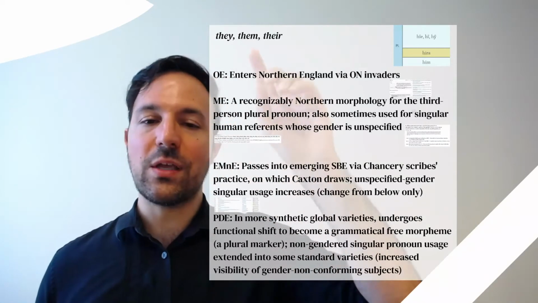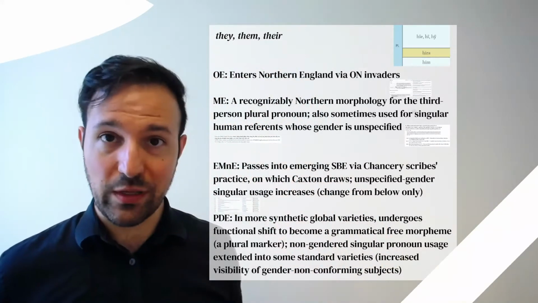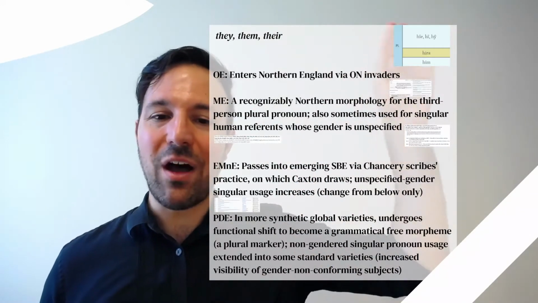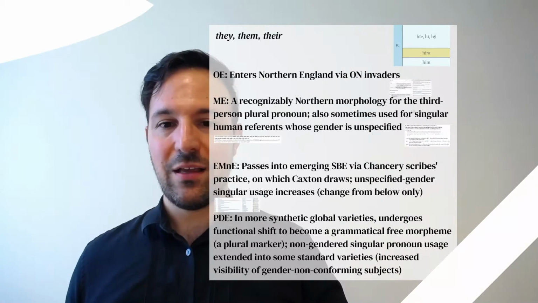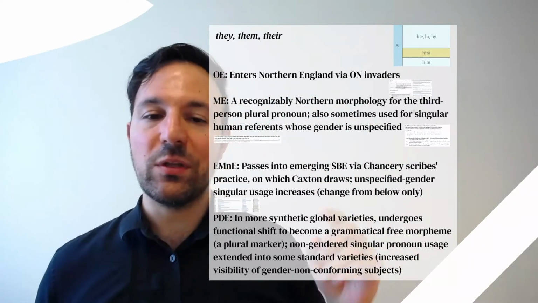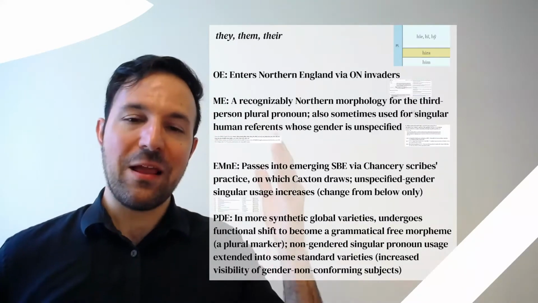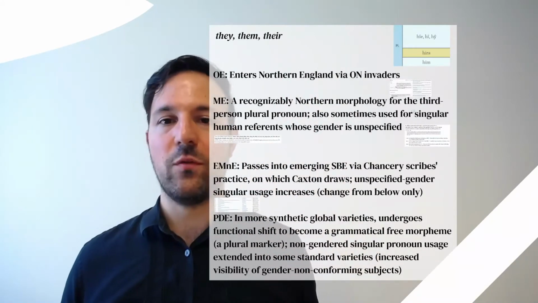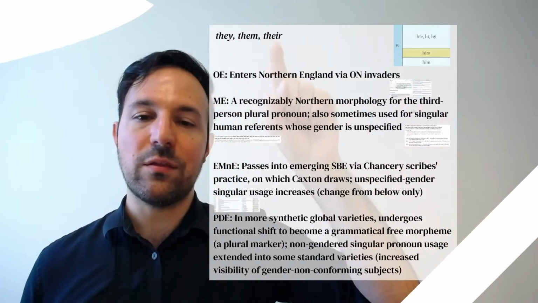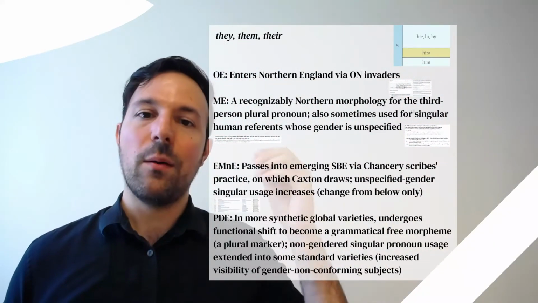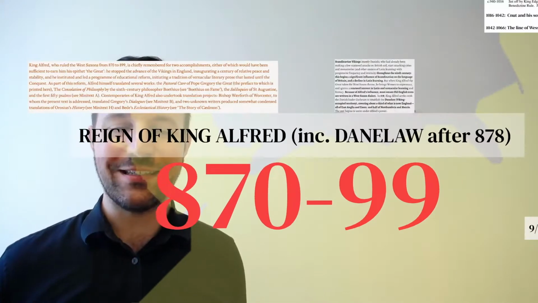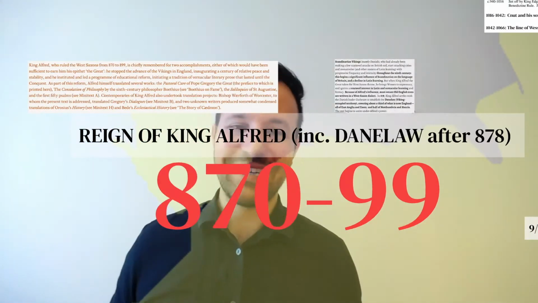But the words they, them, their in the first place as a lexical innovation come in the Old English period via Old Norse invaders. That's why in Middle English we recognize it as part of a recognizably northern morphology. Elsewhere outside of the north of England, we're still using hia, hira, him rather than they, their, them for plural third-person pronouns. All right. Anyway, what about that Danelaw?